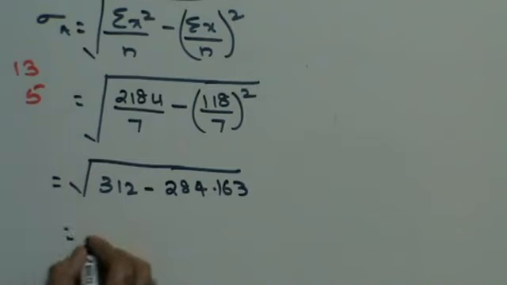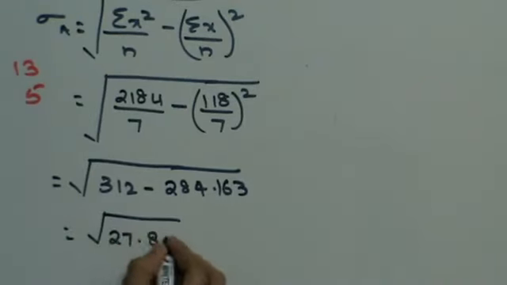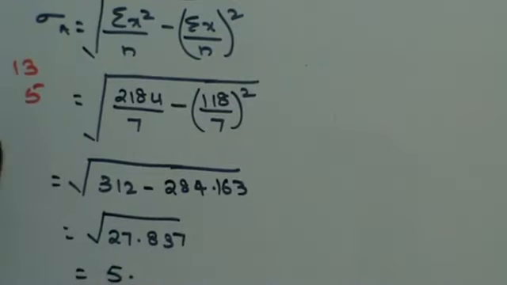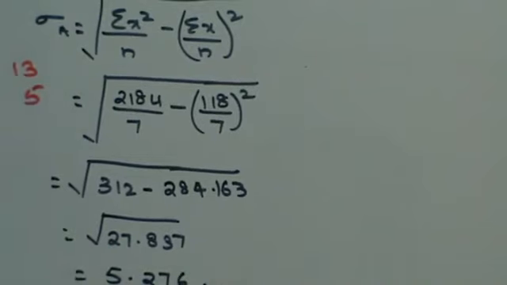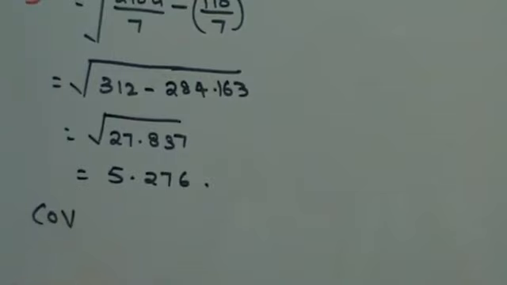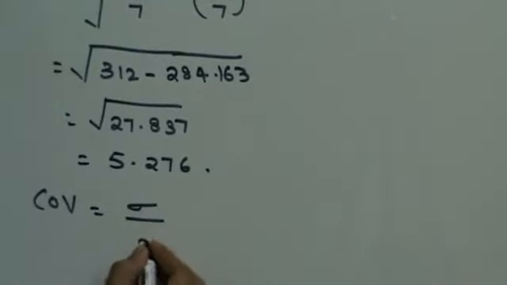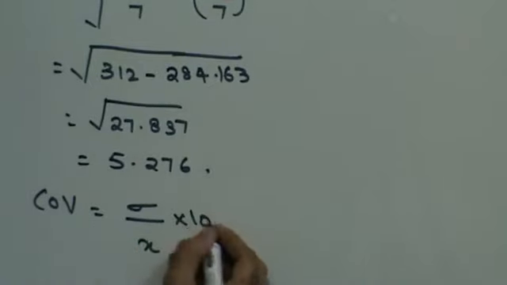Subtract this, and it will give you square root of 27.837, which will come to 5.276. Once you get the standard deviation, you have to find the coefficient of variation. Coefficient of variation is given by the formula standard deviation upon mean into 100.